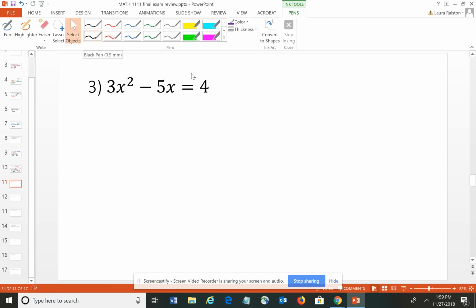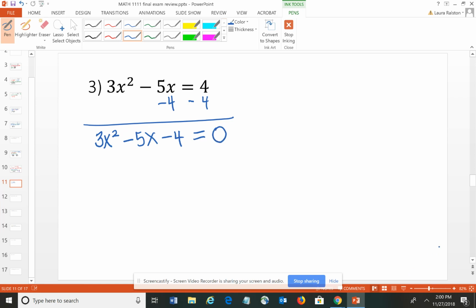The next question, we have 3x squared minus 5x equals 4. And I need to solve that for x. But before we can solve for x, we have to have it set equal to 0. So I'm going to subtract 4 from either side. So I have 3x squared minus 5x minus 4 equals 0. And again, I notice this is a quadratic, and I can solve a quadratic either by factoring or quadratic formula.